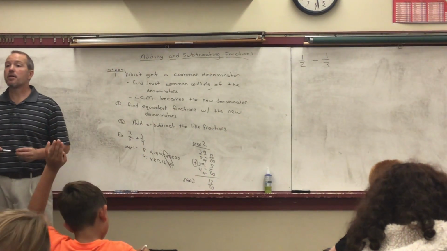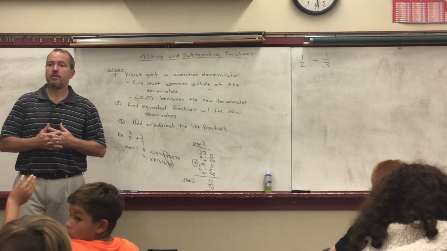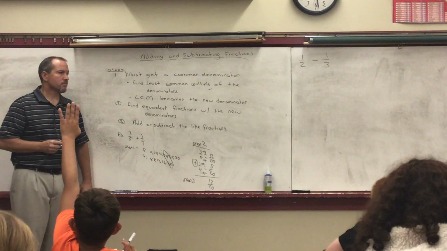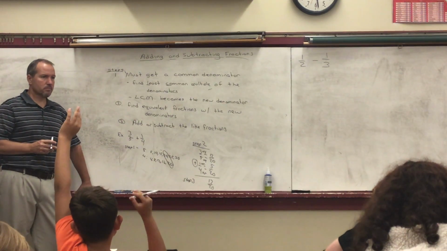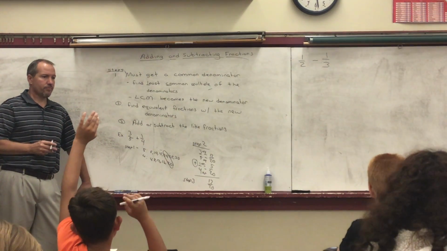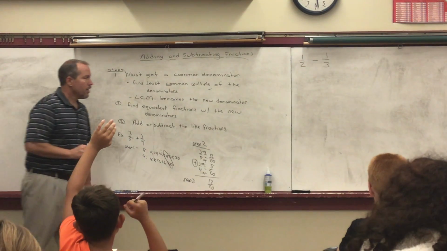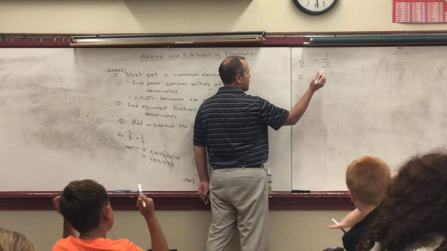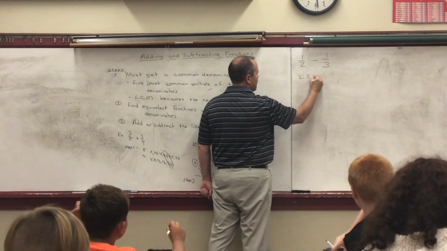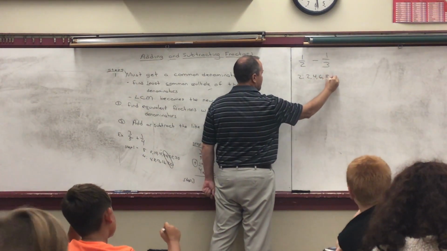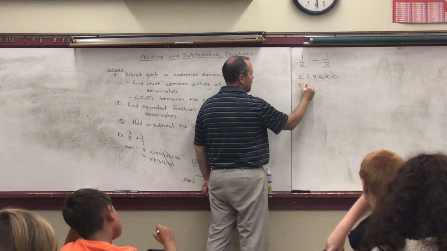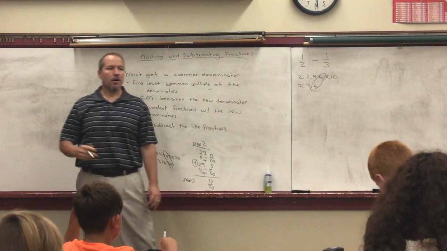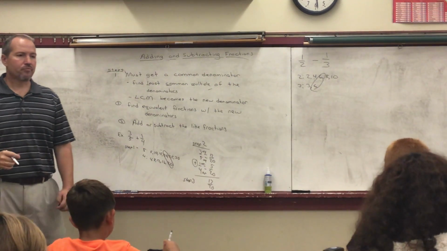Where's your board? Did you find the least common multiple? Okay, multiples of 2 are what? Class? 2, 4, 6, 8, 10. Stop. Multiples of 3 are? 3, 6. Stop there, because I have my least common multiple. So 6 is the least common multiple.